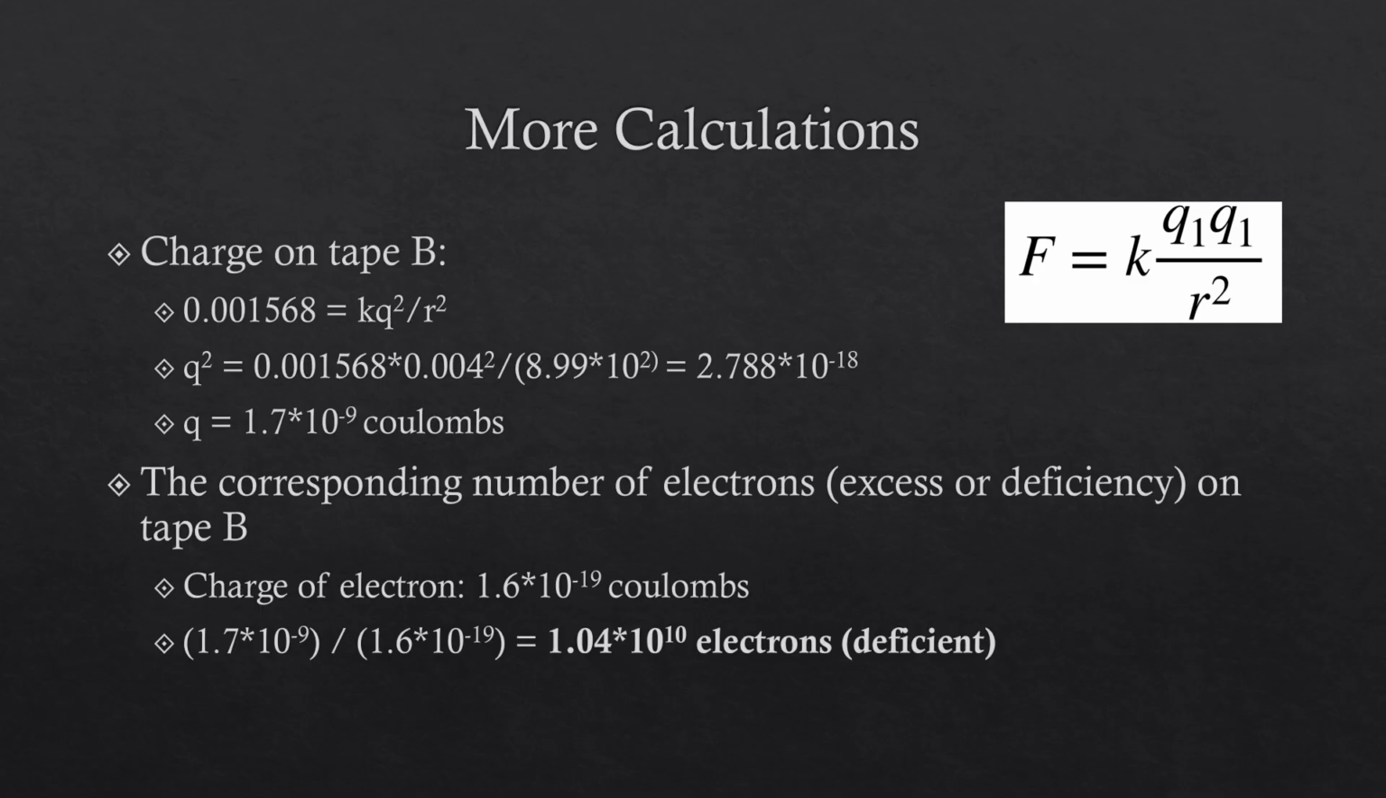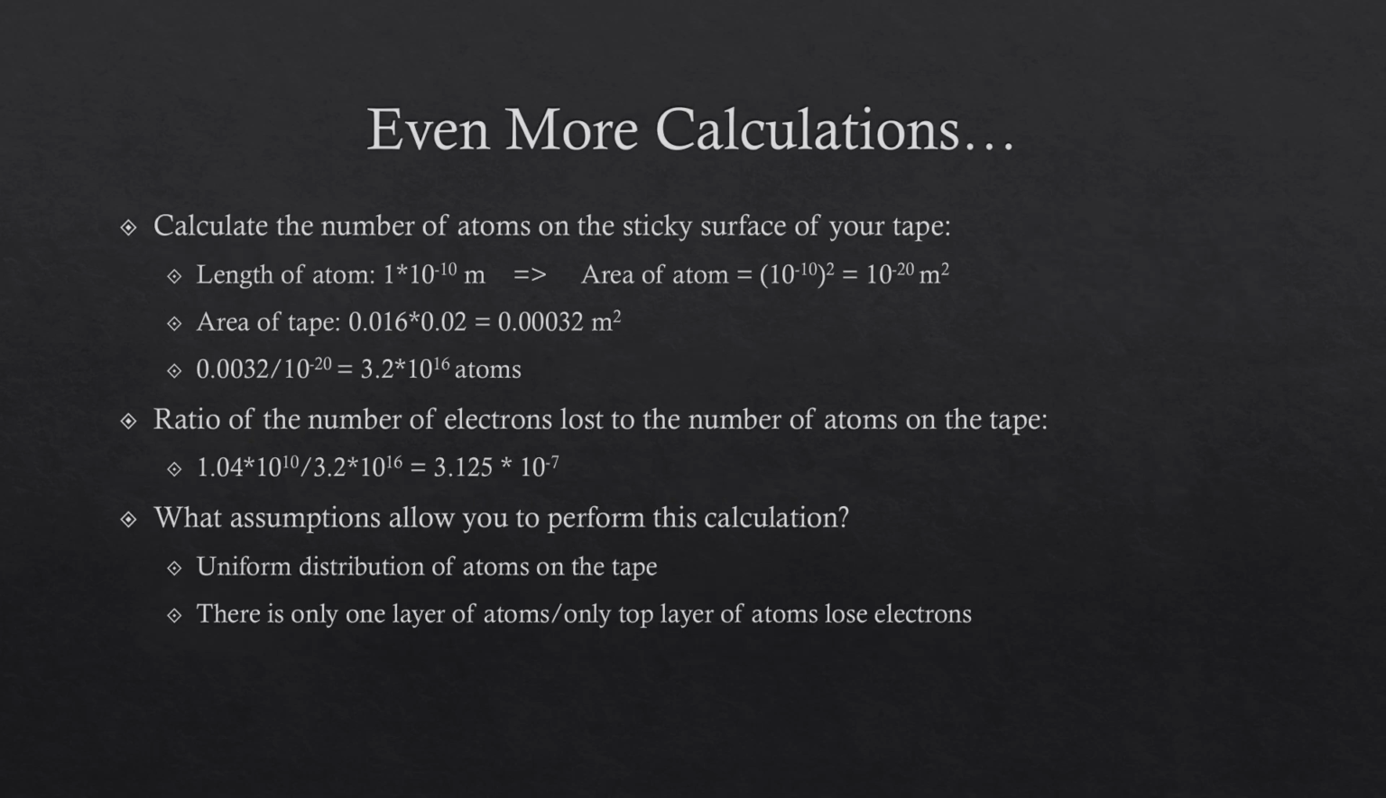And then since an electron has 1.6 times 10 to the negative 19 coulombs of charge, we can figure out that tape B lost 1.04 times 10 to the 10 electrons. Then, again, using the dimensions of the tape as well as the dimensions of a single atom, we can calculate that tape B had around 3.2 times 10 to the 16 atoms.